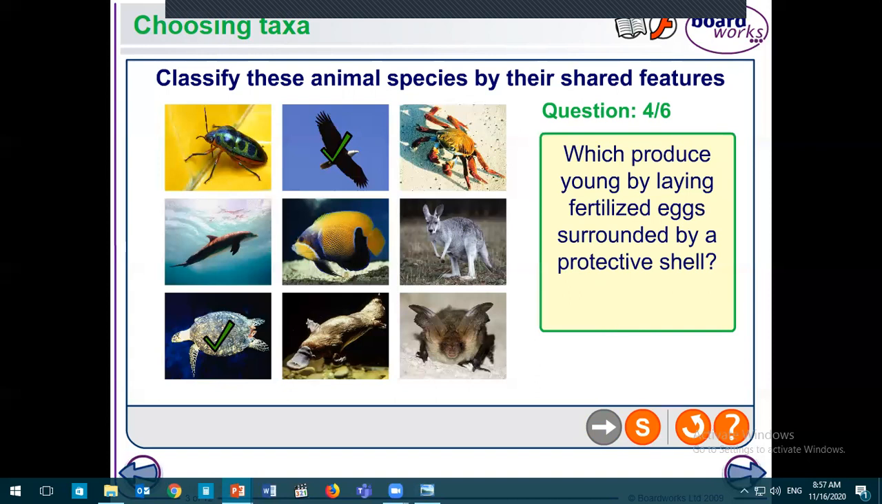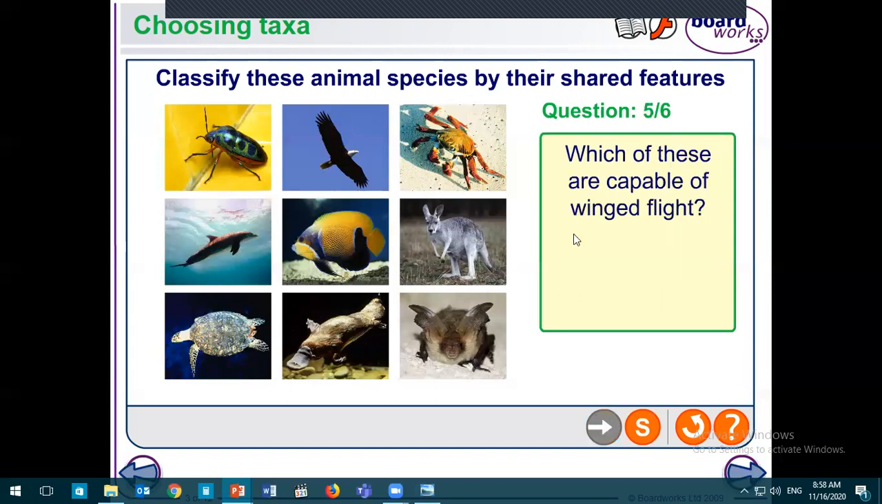The egg must be protected by a shell. So what do you think? Kangaroo? Do you think kangaroos lay eggs? No, they give birth. That's right. What else? Crabs lay eggs, but do you think their eggs are covered with a protective shell? No, they are soft eggs. This one, yes, it lays eggs. That's right. It looks like the sea lions, I think.